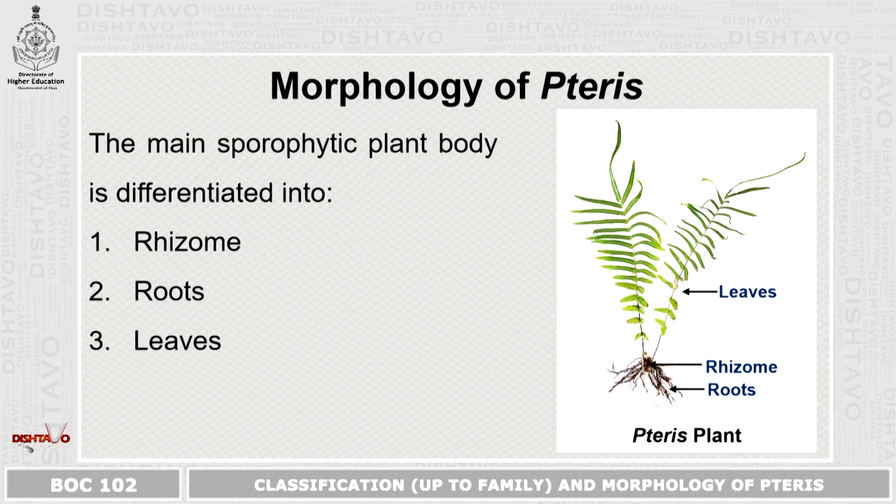Morphology of Pteris. The main sporophytic plant body is differentiated into rhizome, roots and leaves. Here you can see in the picture, this is a rhizome. It has roots, and on the top of the rhizome, these are the leaves. Now let's study each part in detail.